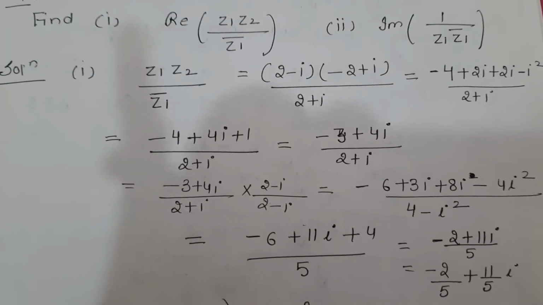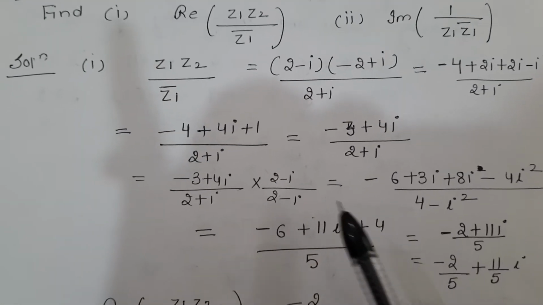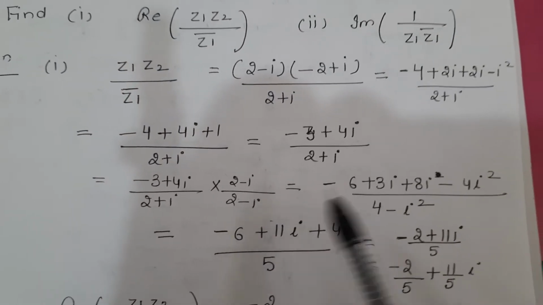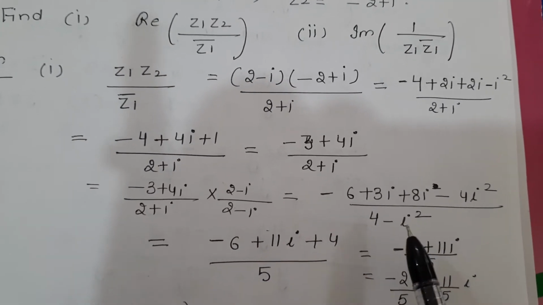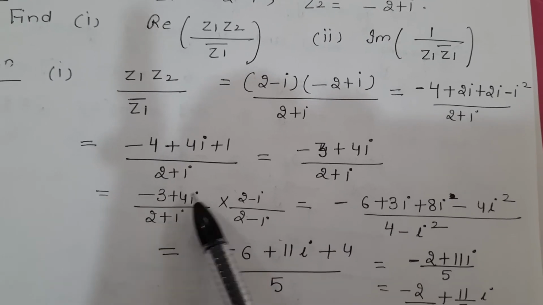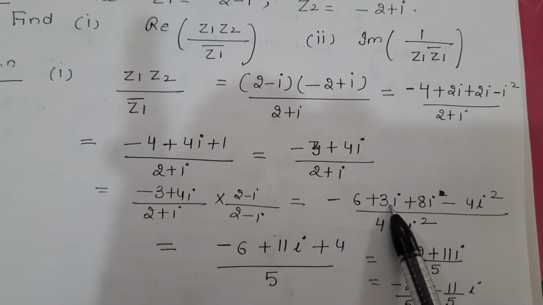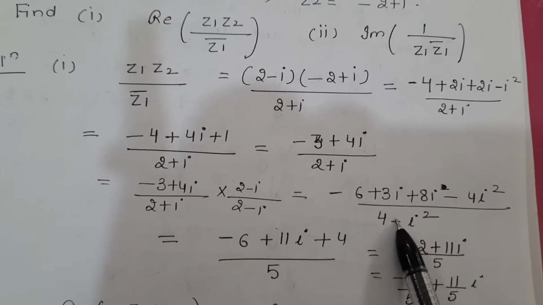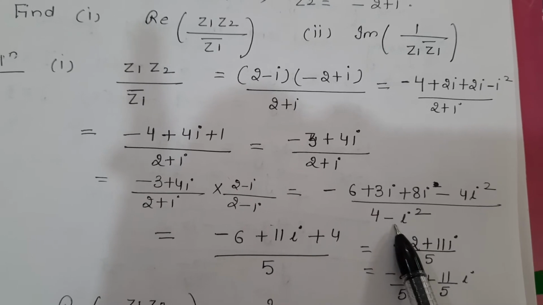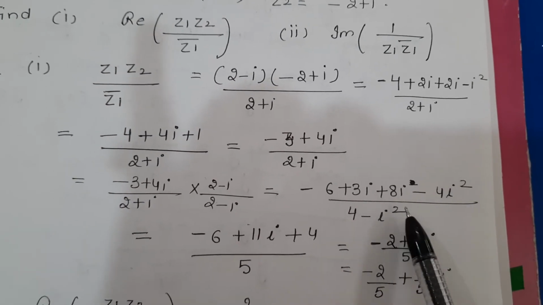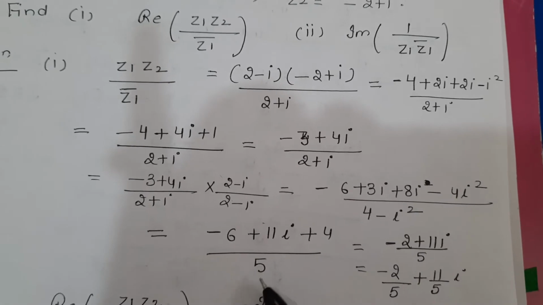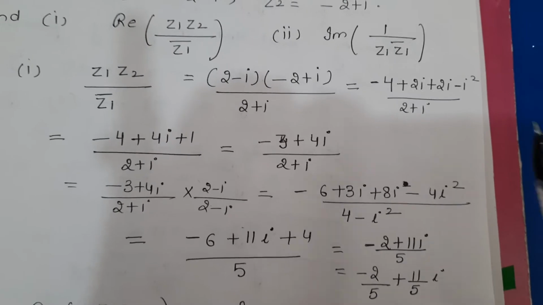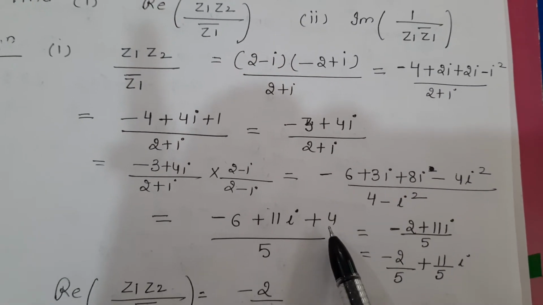Again we have the term of iota in the denominator. So we'll multiply and divide by its conjugate. This is 2 minus iota, 2 minus iota. Just multiply them and simplify them. You will have minus 6 minus 3 iota will be plus 3 iota plus 8 iota minus 4 iota square divided by 2 square minus iota square, that is 4 minus iota square. Here iota square is minus 1, again iota square is minus 1. So this is 4 plus 1, 5. Here you have minus 6 plus 11 iota plus iota square is minus 1, so this is going to be plus 4.